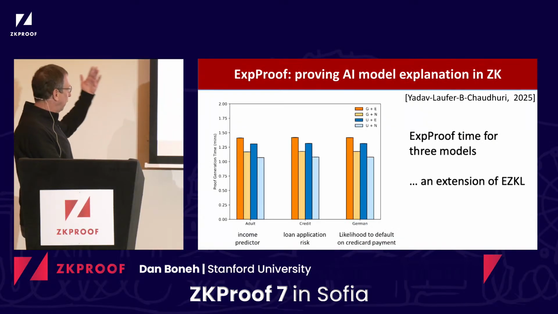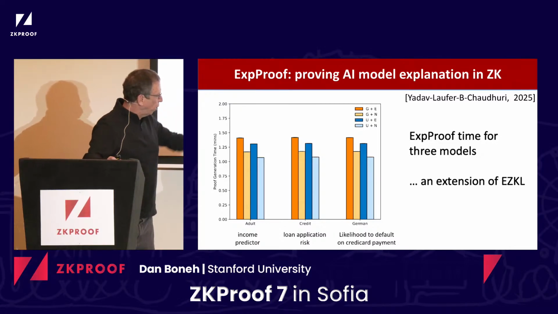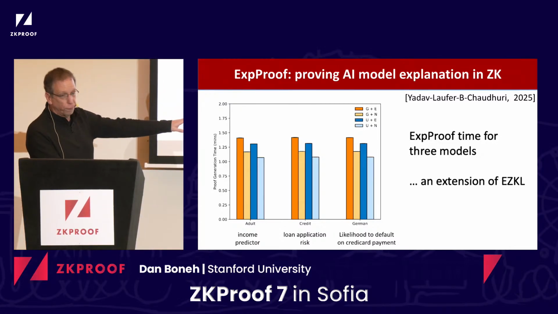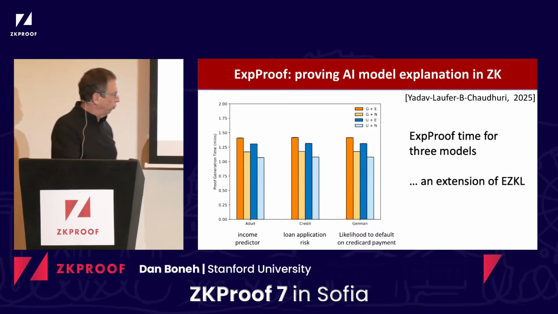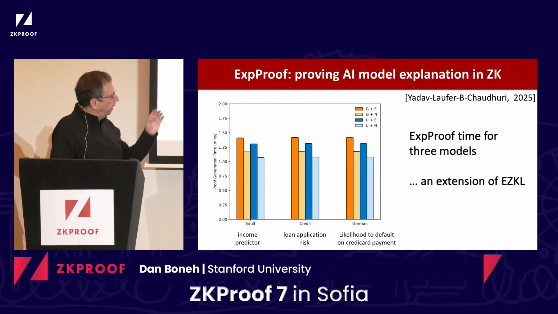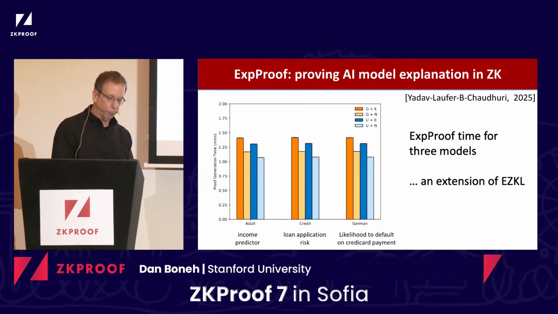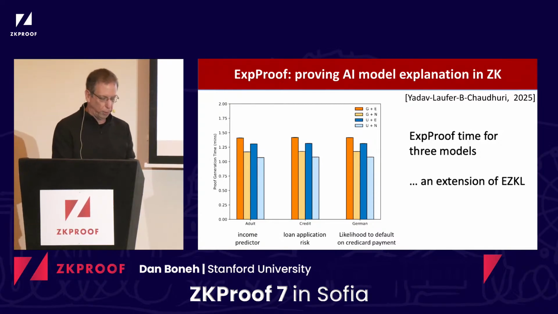I threw in a graph from the paper. We looked at three different models that are used in financial applications, like an income predictor, a loan application risk predictor, and so on. And we extended this library called EZKL to build these proofs. So this is just an extension of a standard library to do ZKML, and you can see that within a minute or so, we're able to produce these proofs.